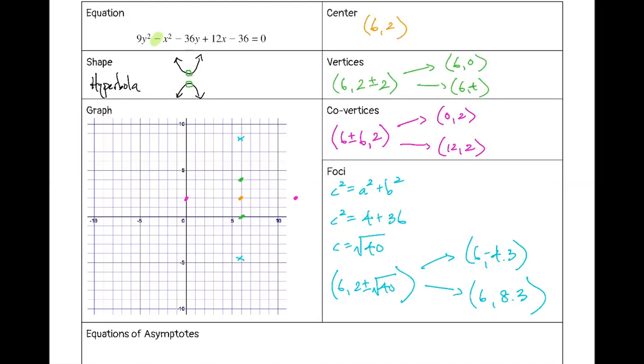And now we're going to draw the box. And that box allows us to draw in our asymptotes that go along the diagonal. Close enough. And then from there, we just sketch in our hyperbola branches. So one up here, and one down here. Okay.